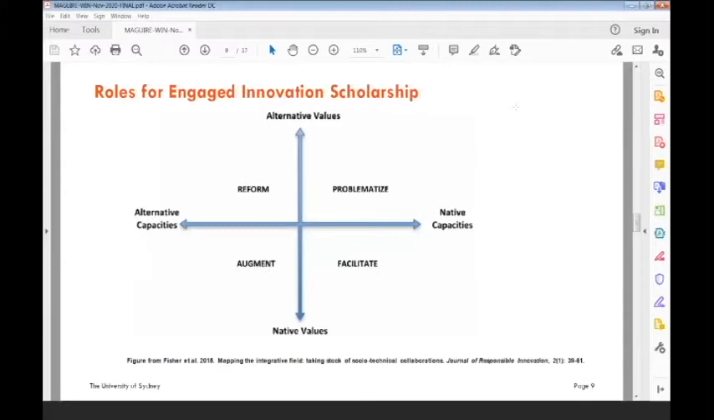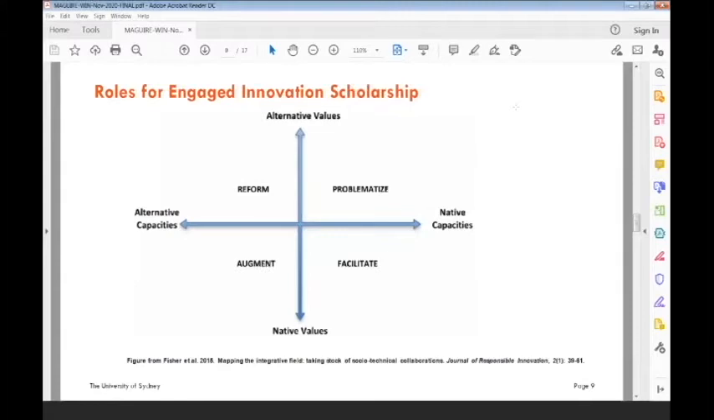So in the lower right quadrant, facilitate, this might represent upskilling. So not challenging, not bringing really new capacities and not challenging framing or values in the lab, but simply helping scientists do what they've stated they want to do in an instrumental way, upskilling them in terms of collaborating across different disciplines, improving communication skills, improving their pitching skills.